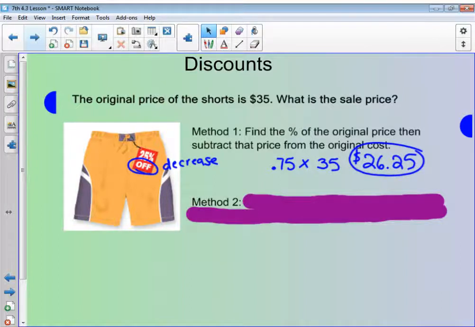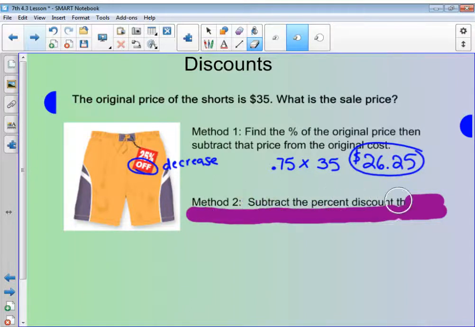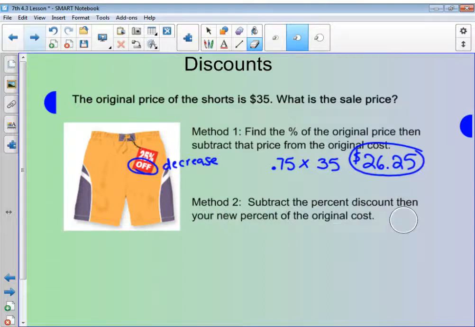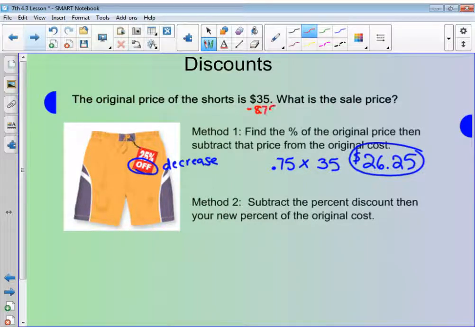Okay. Another method that you could use, and this is once again, that's kind of what I did. I guess the original one was asking us to subtract off. So like we might find 25% of 35, so 0.25 times 35. And that gave us $8.75, and then we would subtract that off. Okay, and when we do that, it's still going to give us the $26.25.